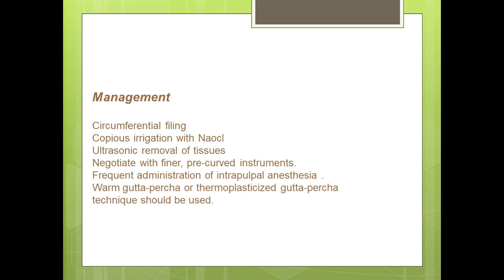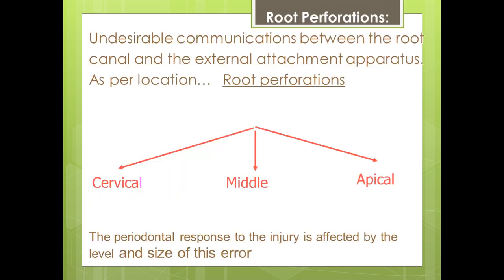So how do you manage this? You have to go for circumferential filing with copious irrigation of hypochlorite, and you can use ultrasonic tips to remove the fibrous tissue. Always pre-curve your instruments, and give an intrapulpal anesthesia, which acts as an adjunct to your inferior nerve block. You have to go for a thermoplastic gutta-percha technique as the obturation technique. You can't go for a lateral condensation technique here.